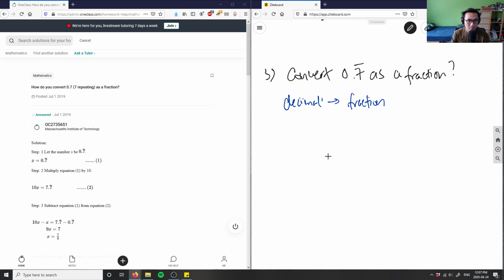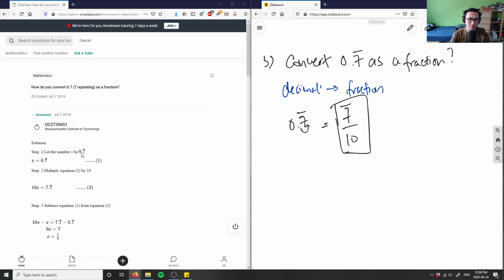So this is 0.7 bar, and basically what I could do to get a fraction is write repeating 7s over 10, right? Repeating 7s over 10, because this is again one decimal place. But I'm not given that; I want it as a fraction. Repeating 7s over 10 doesn't really exist. So I have to find out what this would be in terms of an actual fraction, because I can't have this repeating here.